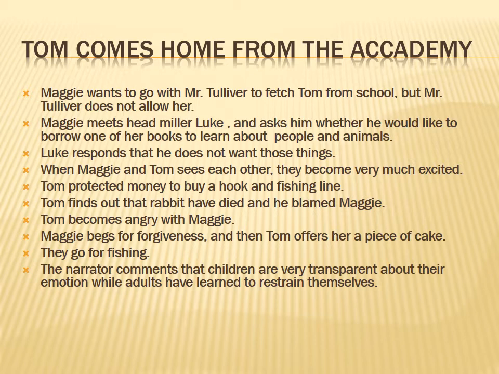When Tom and Maggie see each other, they become very excited. But when Maggie informs him that his rabbit died, Tom becomes very upset and blames Maggie. Maggie asks for forgiveness. Finally, they become friendly with each other and they go fishing. The narrator comments that the children are very transparent about their emotions, while adults have learned to restrain themselves.